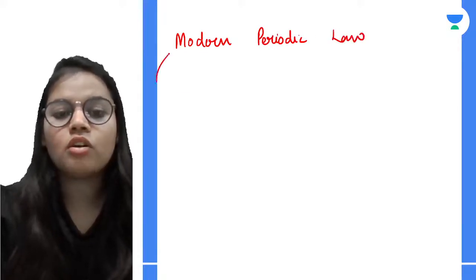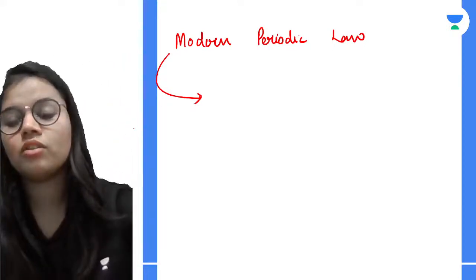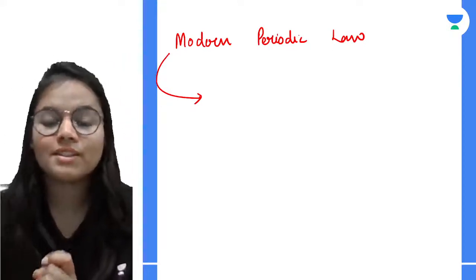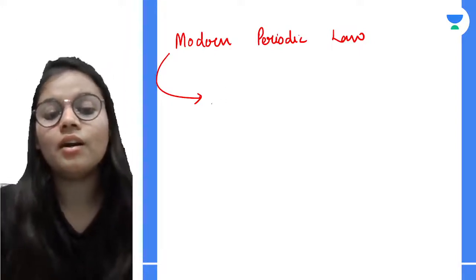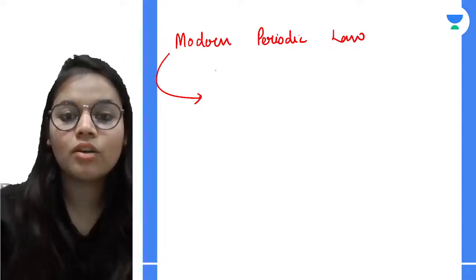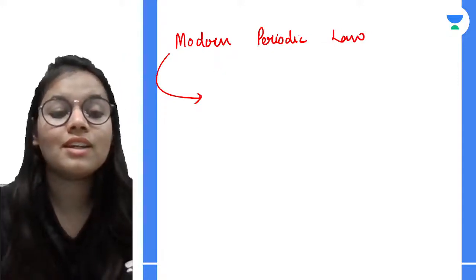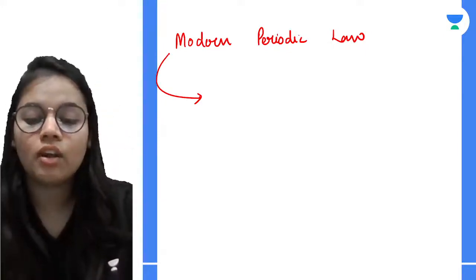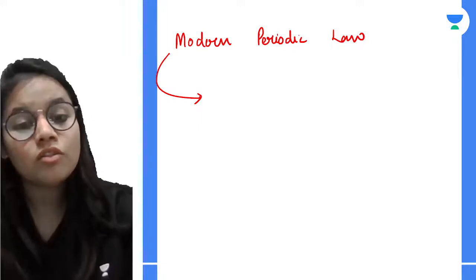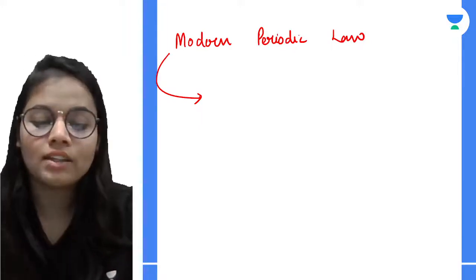Okay, so this modern periodic law states that the properties we see of elements are a function of their atomic masses. If I talk about periodicity first, what is periodicity? It is a repetition of properties of the elements. So what is the cause of periodicity? It is the occurrence of the same number of valence electrons.